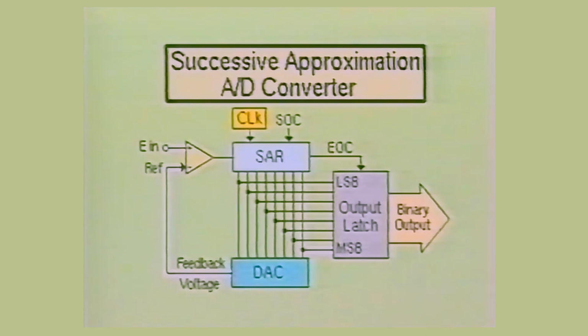If the reference voltage is greater than the analog input, the comparator output will be off. The successive approximation register will turn off the most significant bit and call it a 0. Or if, on the other hand, the DA converter reference voltage is less than the analog input voltage, the comparator will remain on, and the successive approximation register will leave the most significant bit on and call it a 1. All of this is accomplished in one clock cycle.